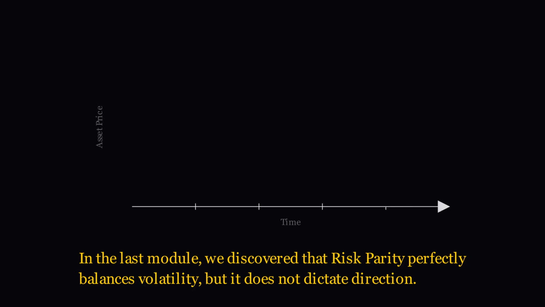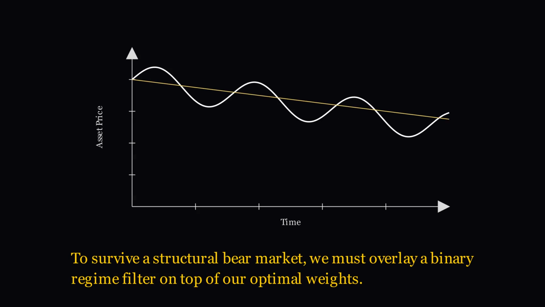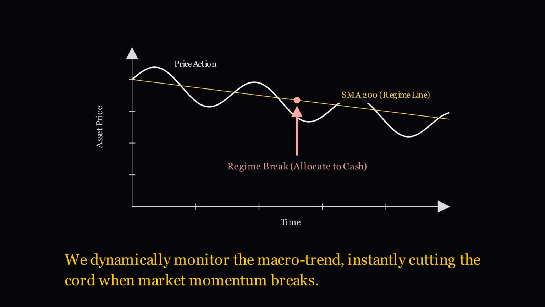In the last module, we discovered that risk parity perfectly balances volatility, but it does not dictate direction. To survive a structural bear market, we must overlay a binary regime filter on top of our optimal weights. We dynamically monitor the macro trend, instantly cutting the cord when market momentum breaks.